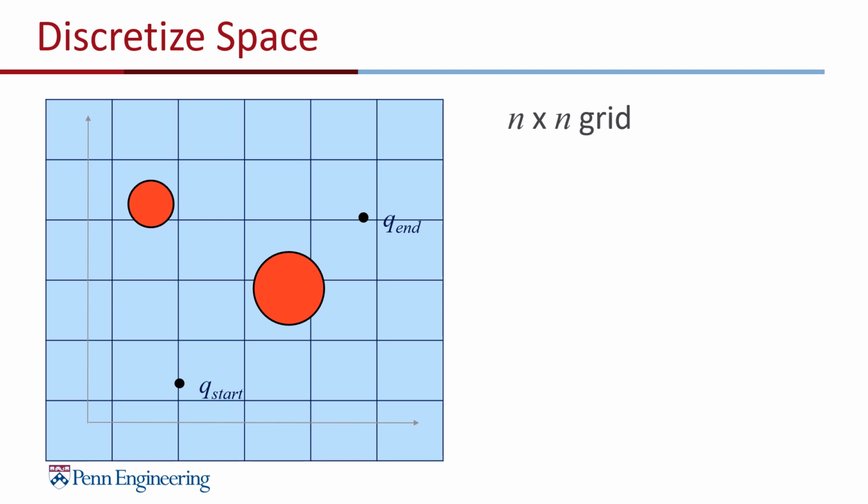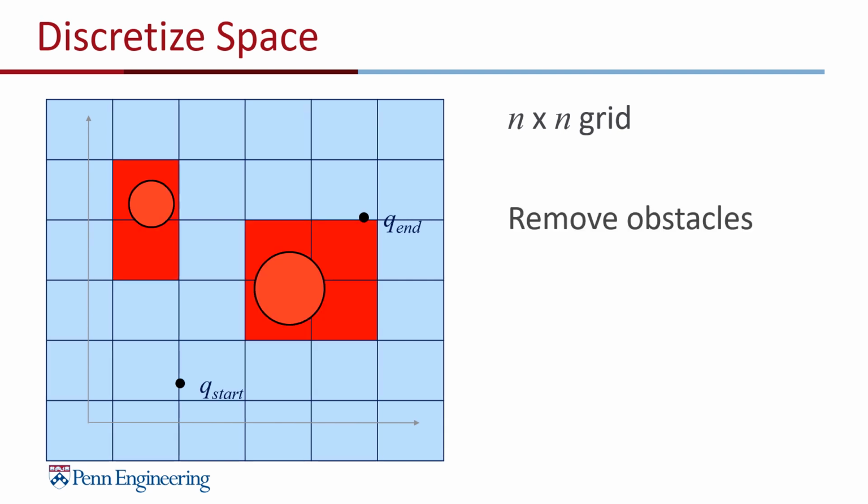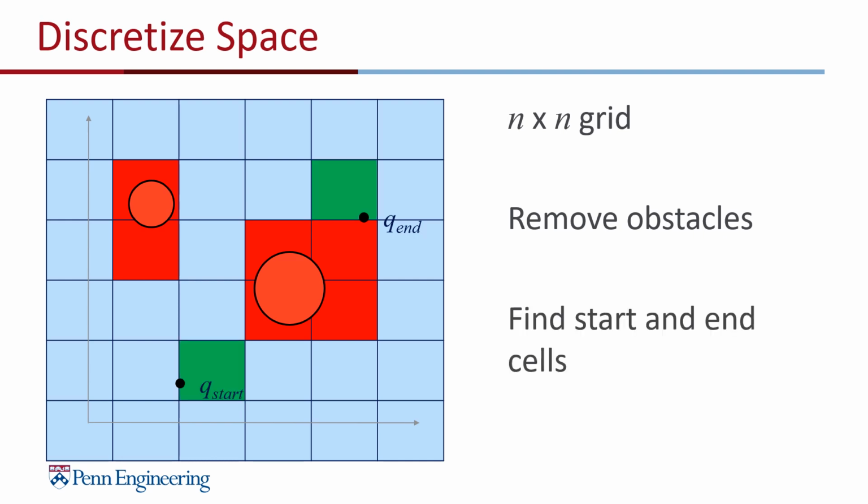To make the problem tractable, we formulate our problem as a graph search problem. The first step we take is to discretize our space. In this case, the way we're discretizing it is by overlaying the configuration space with a uniform N-by-N grid. We remove any grid cells that contain obstacles and find start and end cells.